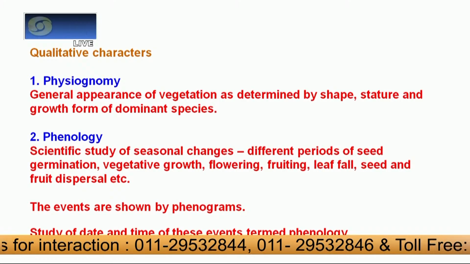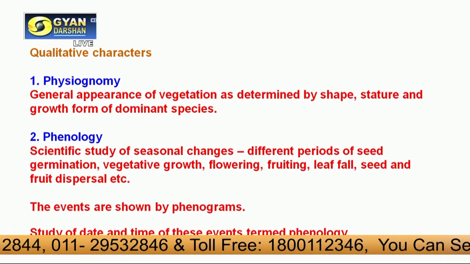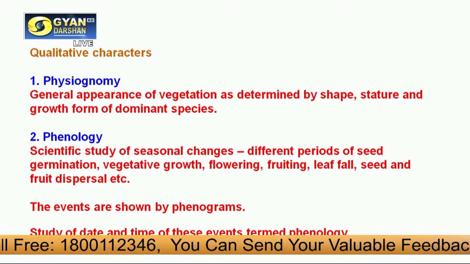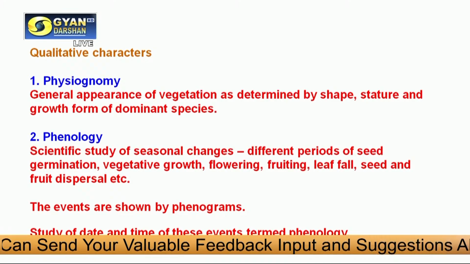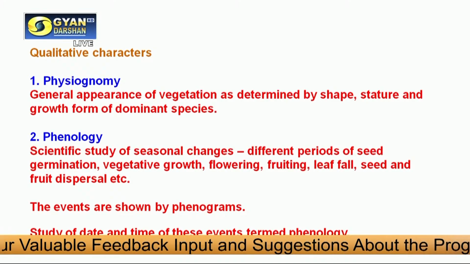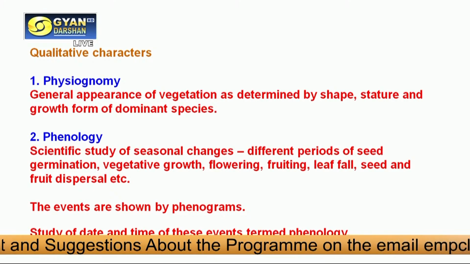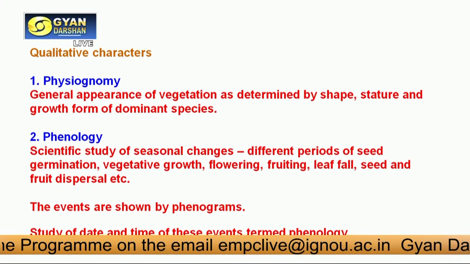Next we come to, so these are the quantitative characters that I discussed. Now we come to the qualitative characters. Qualitative characters, we will start with the physiognomy, phenology and these type of characters. What is physiognomy? Physiognomy means the shape, stature and the growth form of the dominant species. Phenology, that is the scientific study of seasonal changes.